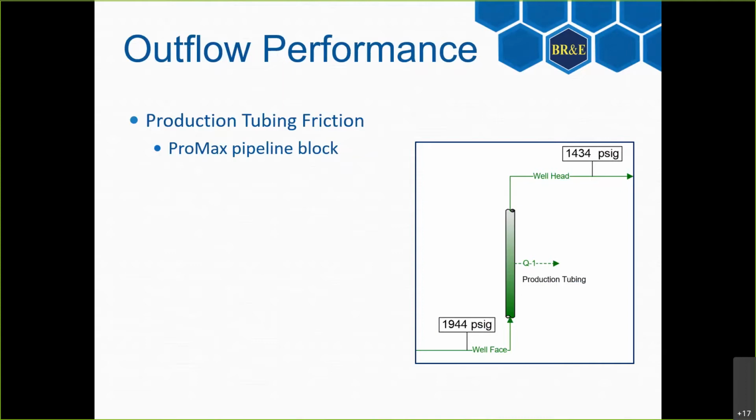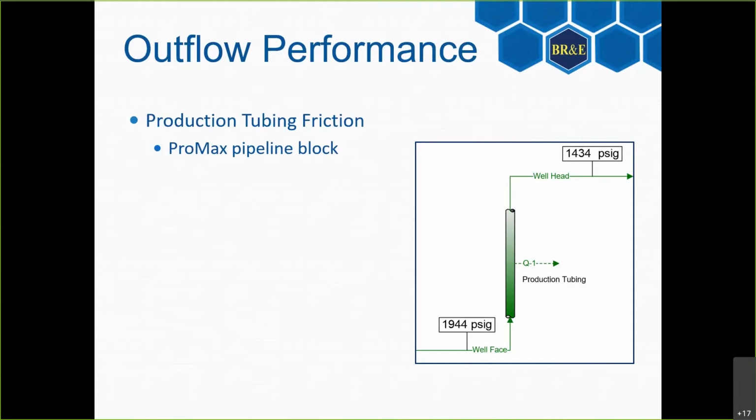So on the outflow side, we look at modeling the production tubing and figuring out what the frictional losses are there. That in and of itself is just a ProMax pipeline block. So you'll see a picture of how that will look when we get to the model. The main difference between this pipeline block and pipeline blocks that you're probably used to setting up in ProMax is the fact that this pipeline block is vertical tubing. Normally in ProMax, we're used to modeling horizontal, whether they be gathering networks or just plant piping.